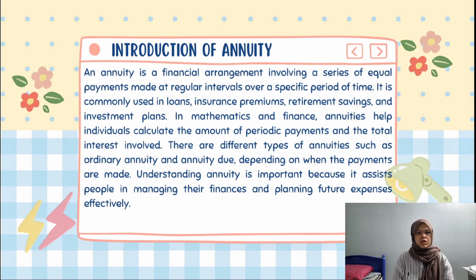Introduction of annuity. An annuity is a financial arrangement involving a series of equal payments at regular intervals over a specific period of time. It's commonly used in loans, insurance premiums, retirement savings, and investment plans. In mathematics and finance, annuities help individuals calculate the amount of periodic payment and the total interest involved. There are different types of annuities, such as ordinary annuity and annuity due, depending on when the payments are made. Understanding an annuity is important because it assists people in managing their finances and planning future expenses effectively.